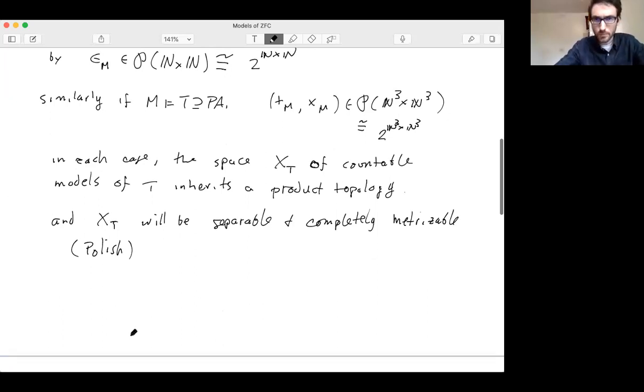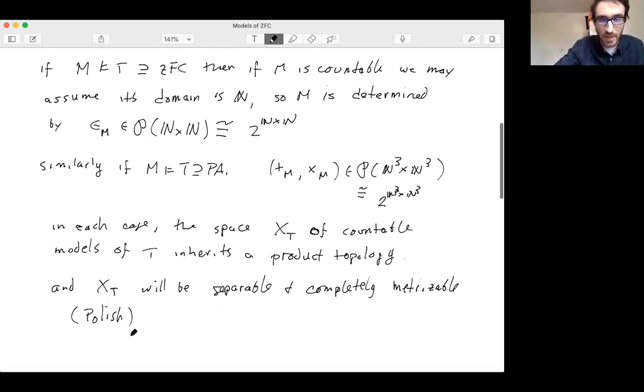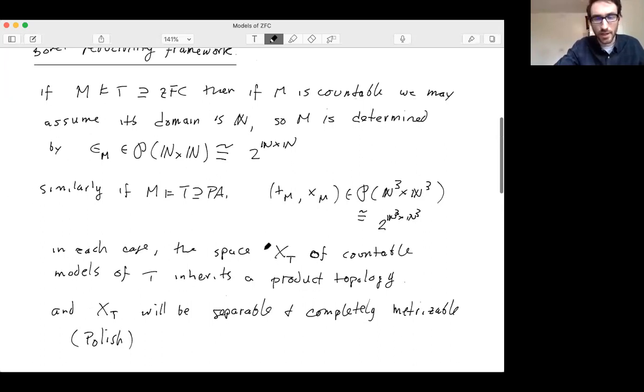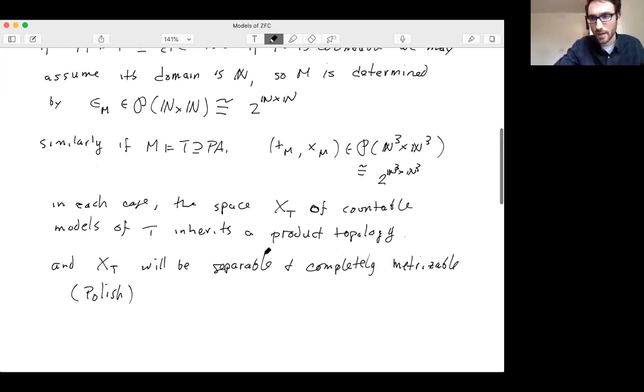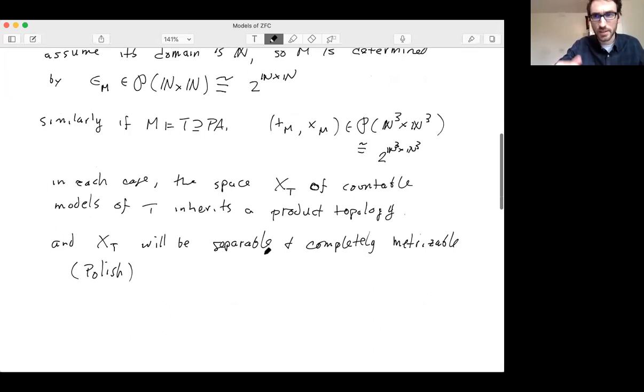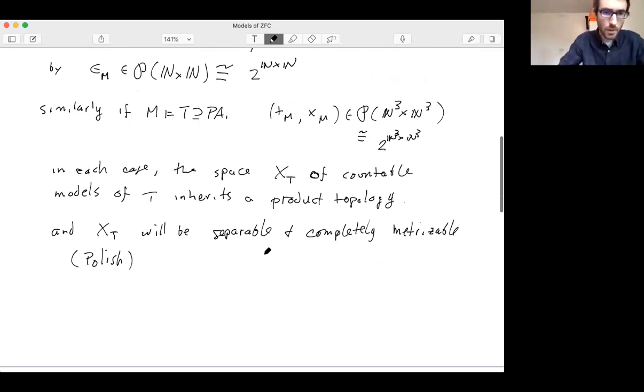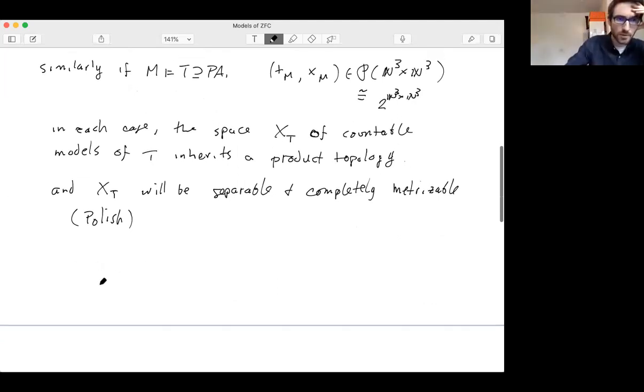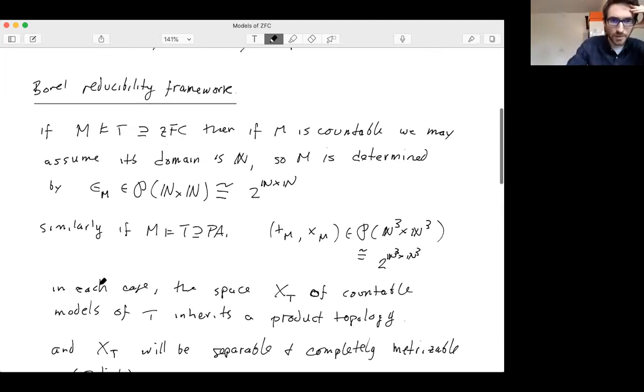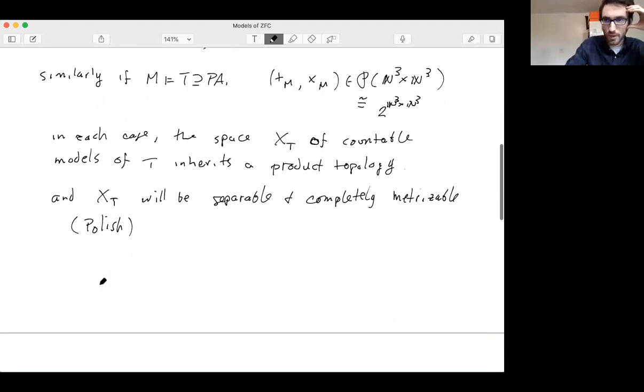And of course, it doesn't really matter that it's PA or ZFC. It could have any countable language. And in fact, the theory T could even be a sentence of L omega 1 omega rather than a classical theory. So that's the space of points.